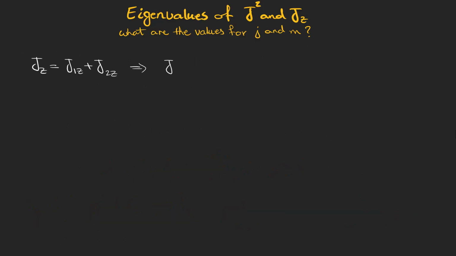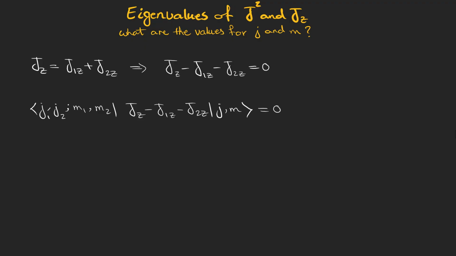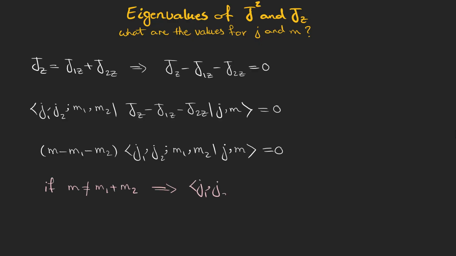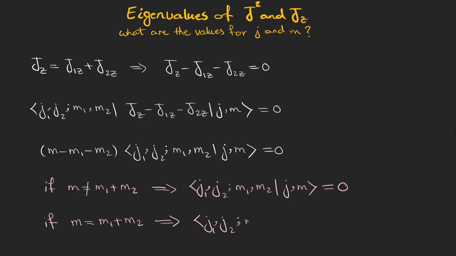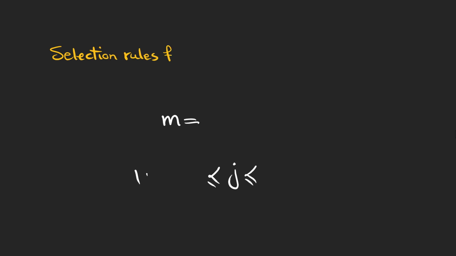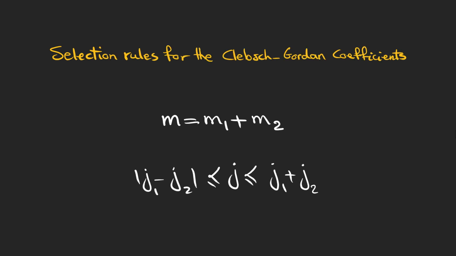If we start with the z component operator and multiply it by both coupled and uncoupled states from left and right, we will have this expression which suggests that if m is not equal to the sum of m1 and m2, the corresponding Clebsch-Gordan coefficient has to be 0. But if m is equal to m1 plus m2, this element can be non-zero. These two expressions show which elements of our unitary matrix can be non-zero. They are known as the selection rules for the Clebsch-Gordan coefficients.